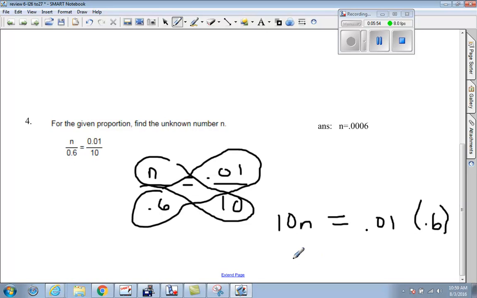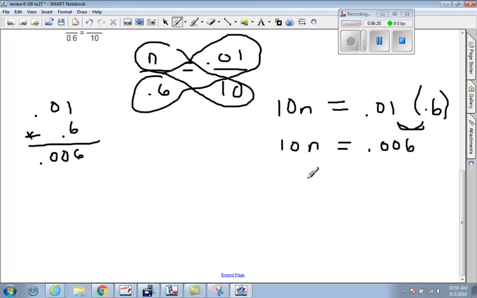Now we have 10n equals, and since we're not using a calculator, you might want to go off on the margin, let's say over here, and think about what 0.01 times 0.6 is. Remember, you ignore the decimals and count them up at the end. 1, 2, 3. So that's going to be 3 behind the decimal, so 0.006.